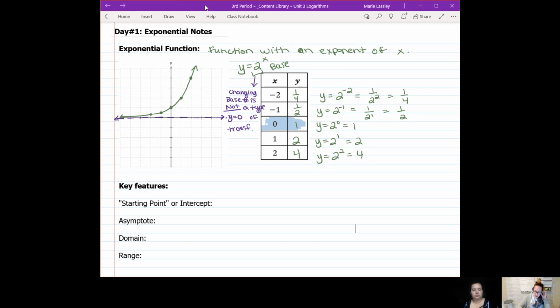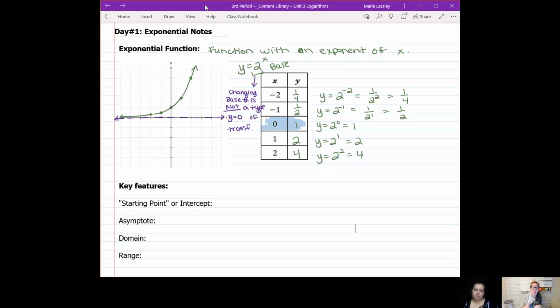Okay, so getting down to the key features of our graph. One we've kind of already talked about. When we're looking at quadratics or absolute value or even square root functions, we have what we call a vertex or a starting point. Exponential functions don't really have a vertex or a starting point because they go in both directions forever. But there is a key point that we've already talked about that is really important with exponential functions, and that is the point 0, 1. So no matter what your base number is, you will always have that point 0, 1 included in your graph.